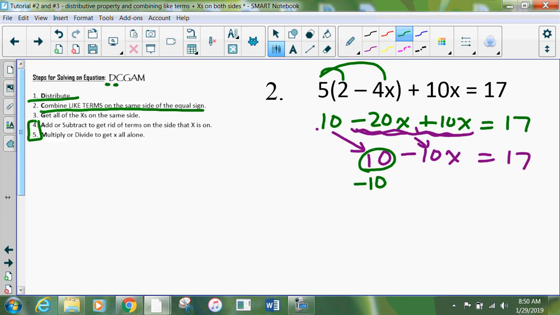See how the 10's not near the x? I'm not going to divide. I'm just going to get rid of it by subtracting. So that's gone. I bring down the negative 10x. 17 minus 10 is 7. Oh no, this isn't going to be a pretty answer. That's okay. We can deal with it.